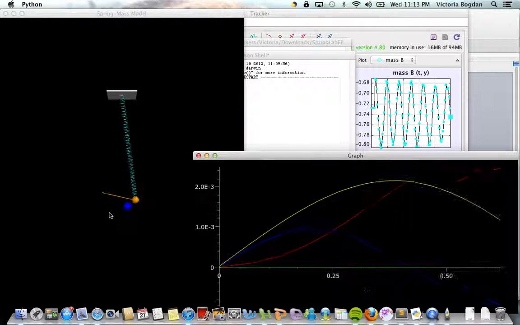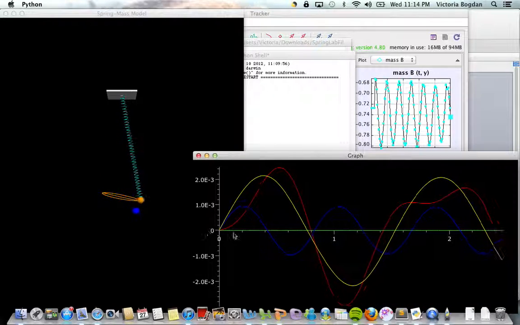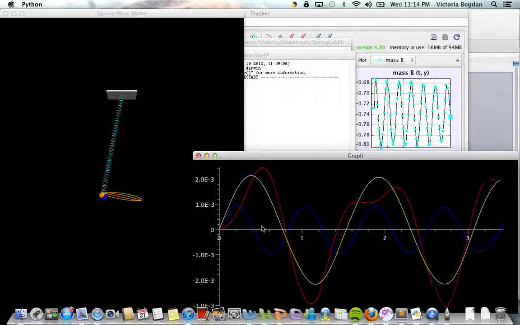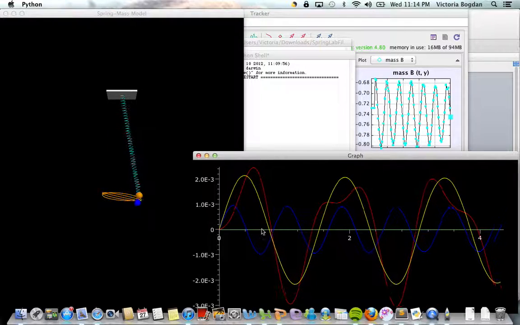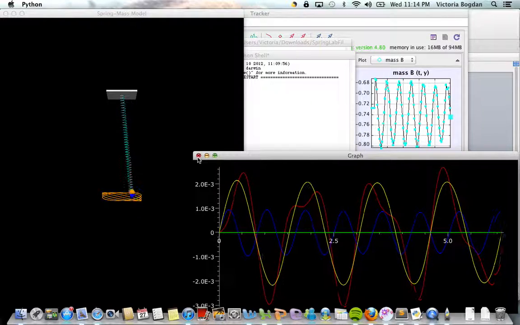This is how it runs. As you can see from my graph, the green is actually delta E, and that is supposed to be 0 because there's no work done on the system.